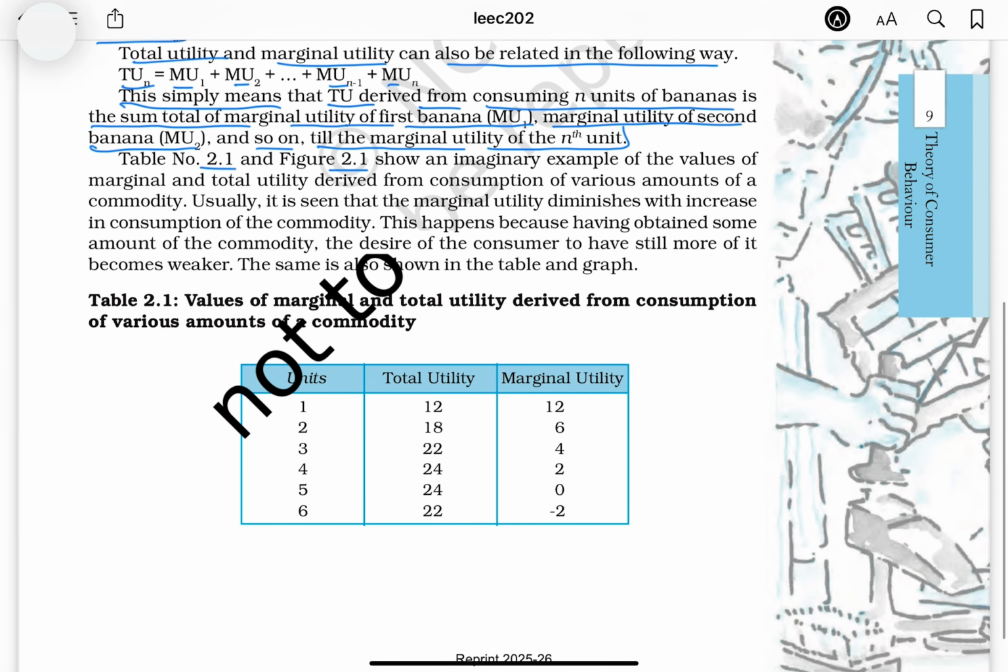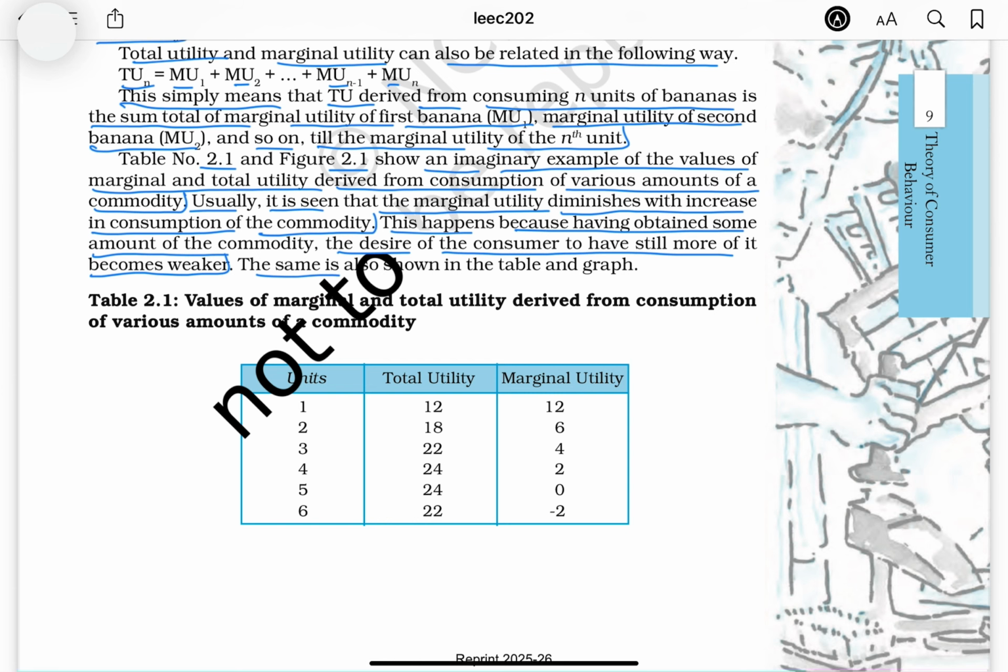Table 2.1 and figure 2.1 show an imaginary example of the values of marginal and total utility derived from the consumption of various amounts of a commodity. Usually, it is seen that the marginal utility diminishes with increase in consumption of the commodity. This happens because, having obtained some amount of the commodity, the desire of the consumer to have still more of it becomes weaker. The same is also shown in the table and graph.